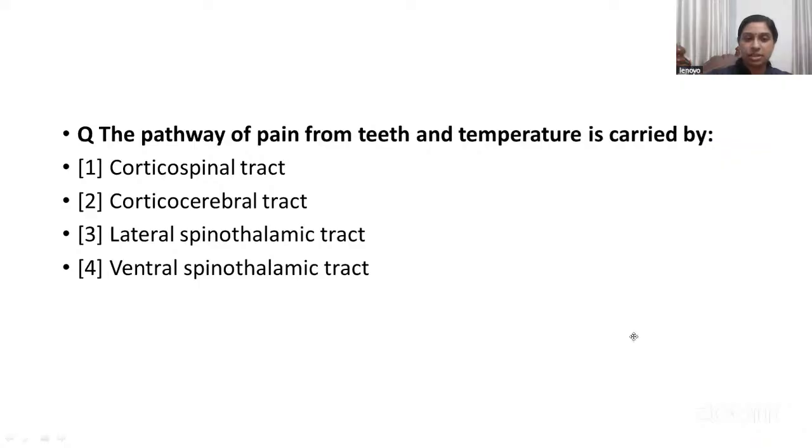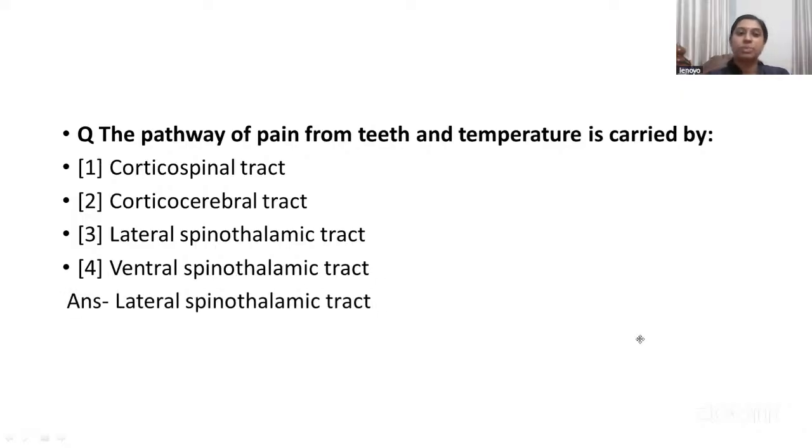Next question is, the pathway of pain from teeth and temperature is carried by corticospinal tract, corticocerebral tract, lateral spinothalamic tract, ventral spinothalamic tract. You have to learn which of the tracts are crossed and which are carrying sensations to the ipsilateral side also. That also you have to study. Okay. So the pathway of pain from teeth and temperature is carried by lateral spinothalamic tract, which is a crossed tract.